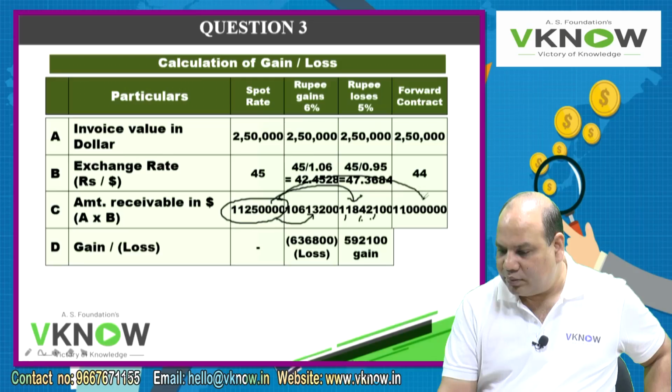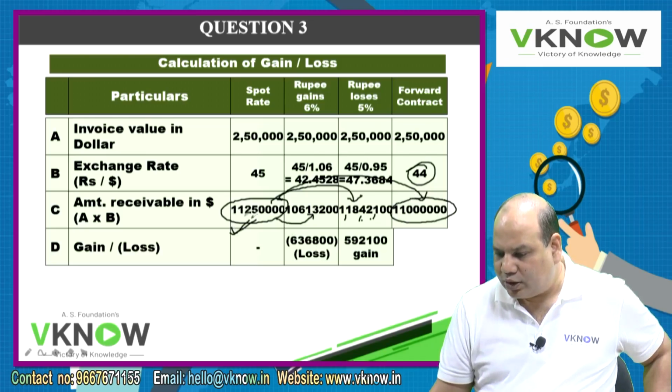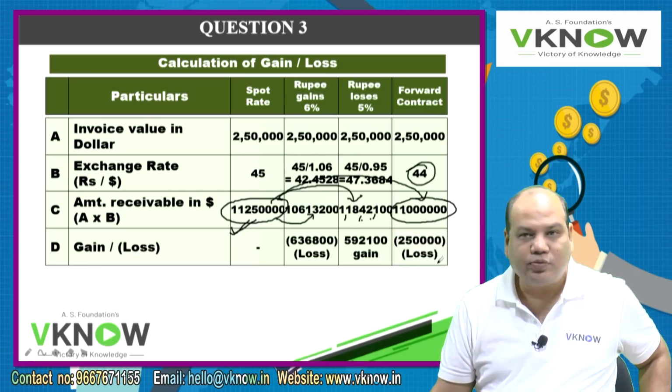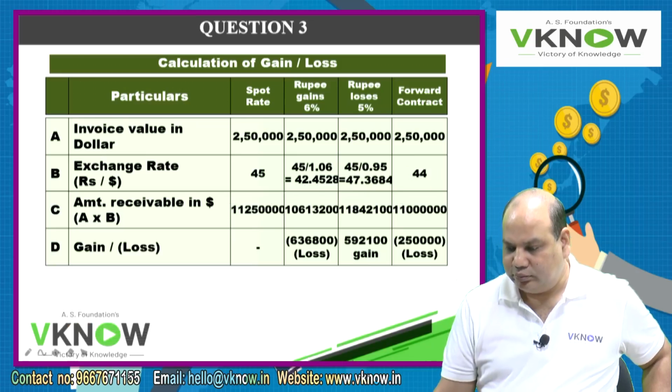And now you tell me, if the forward contract is entered into at 44, what is the gain or loss with respect to spot rate? 1 crore 12 lakh 50,000, and here is getting 1 crore 10 lakh. He is getting 2 lakh 50,000 less compared to spot rate. So there is a transaction loss of 2 lakh 50,000 if he enters into forward contract.